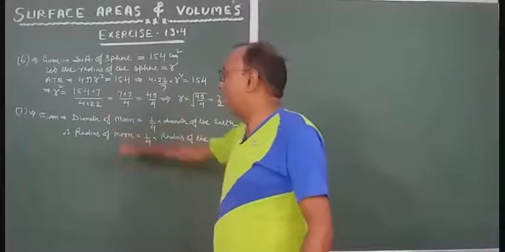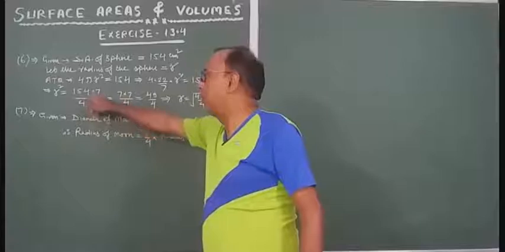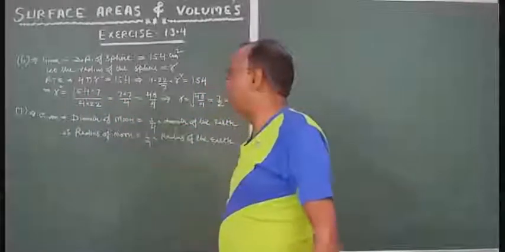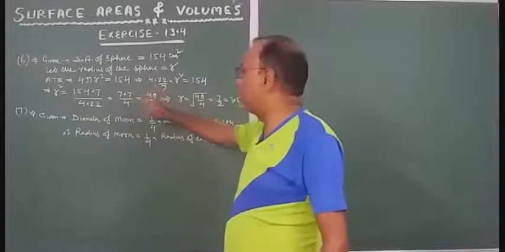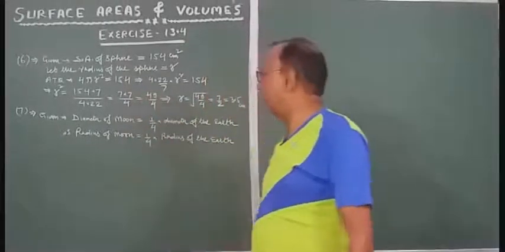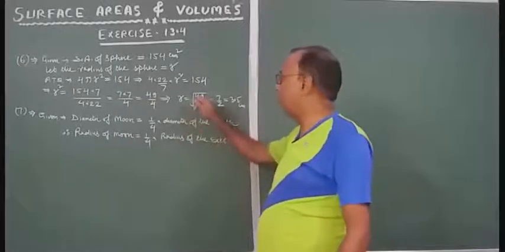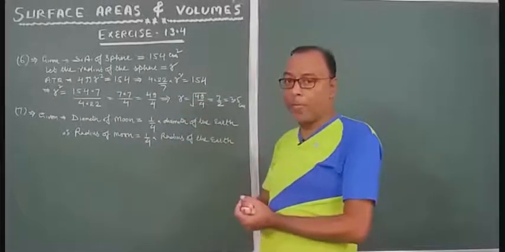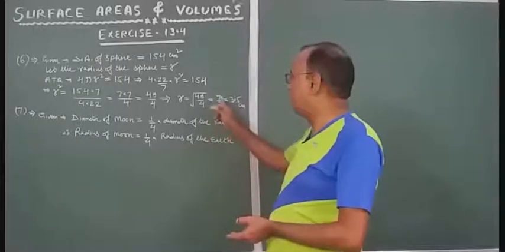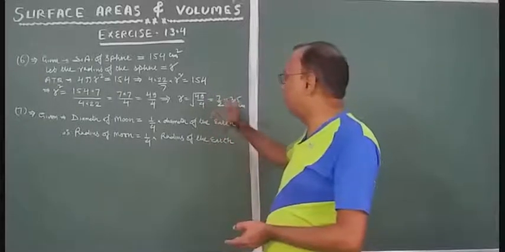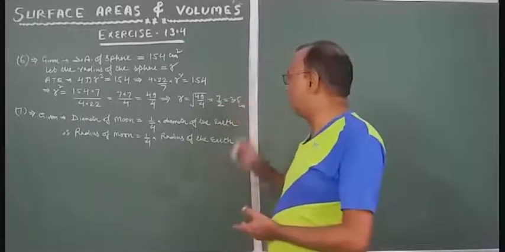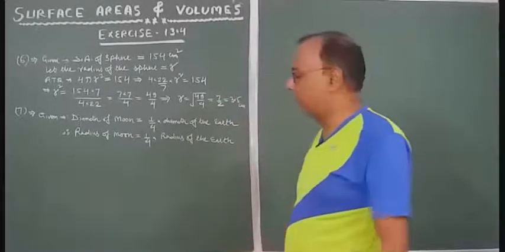Now 22 into 7 is 154. So this will become 7 into 7 upon 4. 7 7s are 49 upon 4. So r square is 49 upon 4, therefore r will be the square root of 49 upon 4. When you take the square root, you get 7 7s are 49 and 2 2s are 4, which is 7 upon 2, and finally we will get 3.5 centimeter.